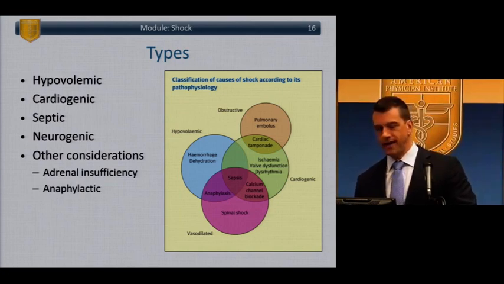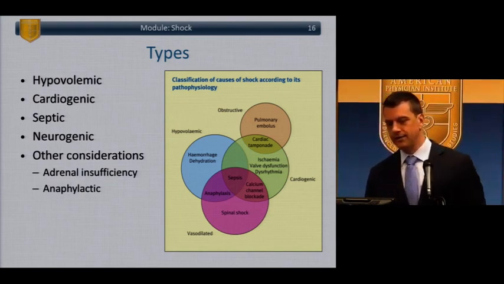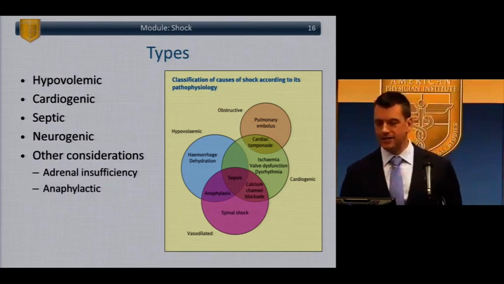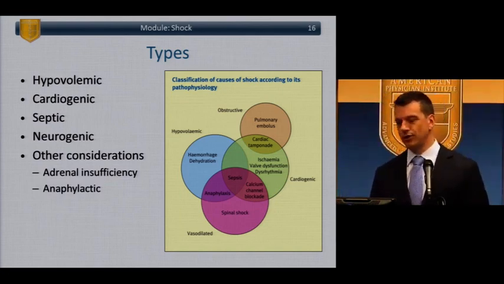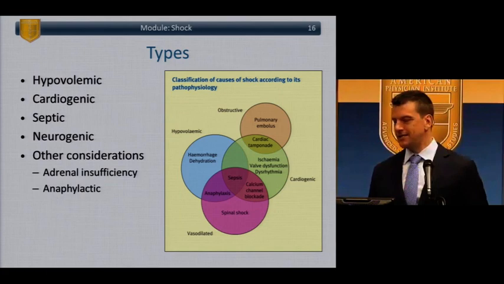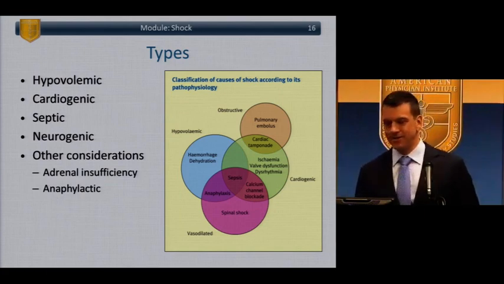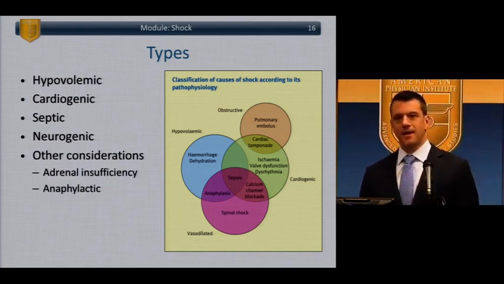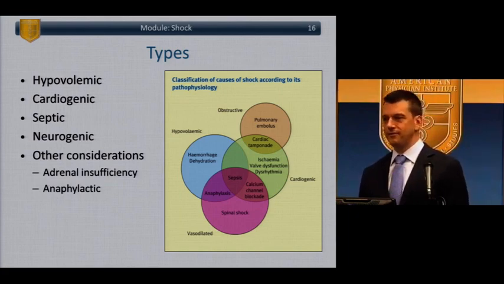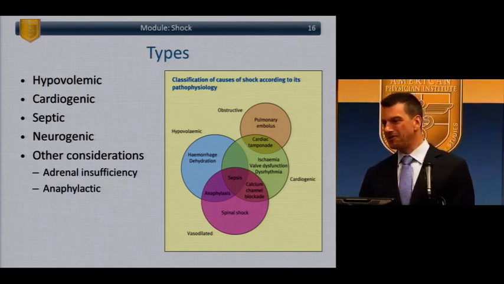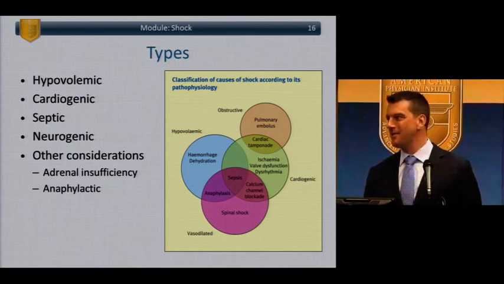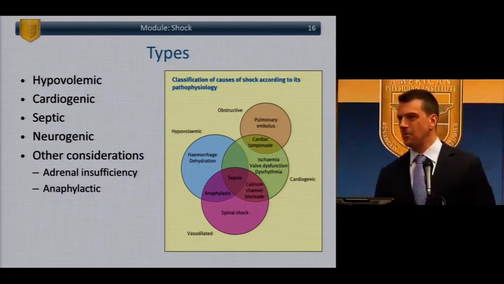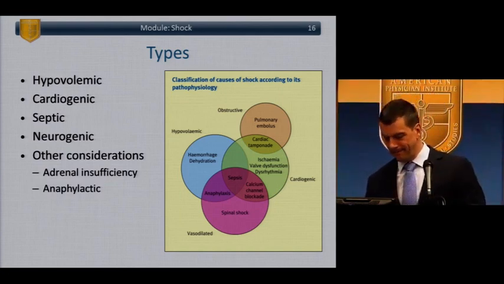Septic shock due to infection, neurogenic shock, and then there can be other considerations such as anaphylaxis and adrenal insufficiency. This sort of Venn diagram shows that there's a whole lot of overlap in a lot of these. Pulmonary embolus is sort of obstructive, but because of that, it can also lead to inadequate perfusion of the coronaries, which then adds to a cardiogenic component. So there is some overlap, and sometimes multiple mechanisms are at play.